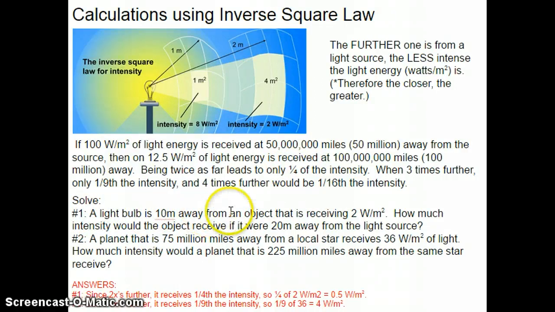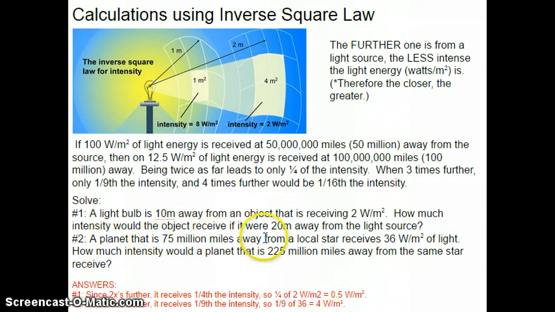A light bulb is 10 meters away from an object that is receiving 2 watts per meter squared. How much intensity would the object receive if it were 20 meters away from the light source? Well, since it's 2 times further, it receives 1/4 the intensity. So 1/4 of 2 watts per meter squared equals 0.5 watts per meter squared.